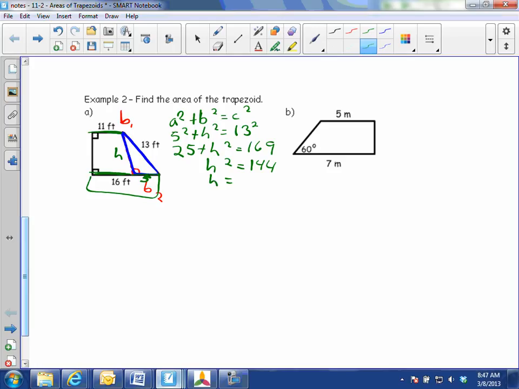So h is 12. 144 is my favorite number. I don't know if I told you this before. Hey, guys. 144. Why? This is the square root of 12.